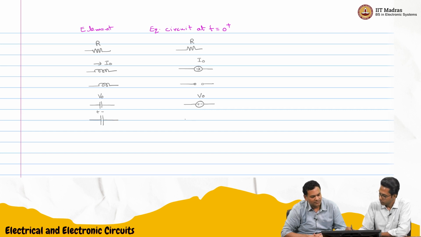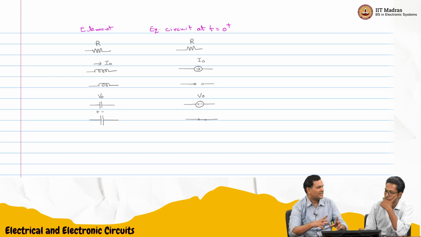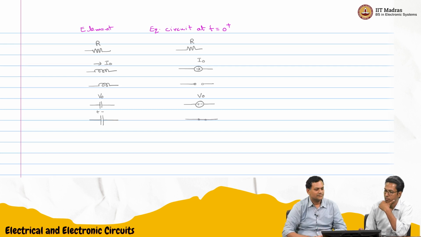This will be a short circuit. Perfect. So this will help us for any RLC network. It will help us find out the initial condition. Oh, this is good.